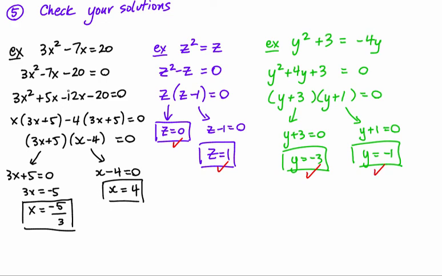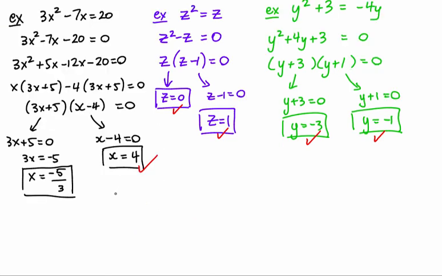I'm going to do the x equals 4 one first because it's a little bit easier. So is 3 times 4 squared, so 4 squared is 16, 3 times 16 minus 4 times 7 is 28. So is 48 take away 28 20? It sure is, so that one's okay. So now we can check this last one. 3x squared minus 7 times x, does that equal 20?